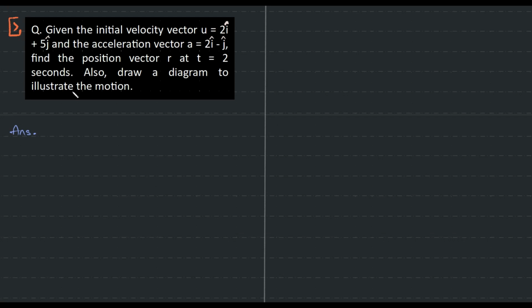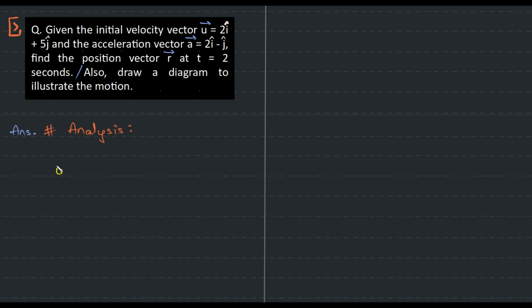Given the initial velocity vector as 2 i cap plus 5 j cap and the acceleration as 2 i cap minus j cap, find the position vector at t equal to 2 seconds. Also draw a diagram to illustrate the motion. Okay, so we have a bit of things to write and analyze.